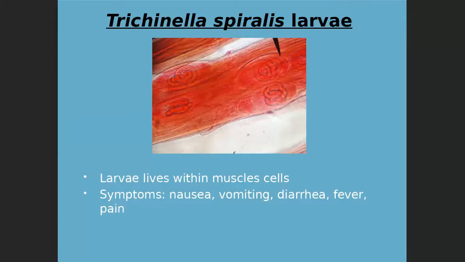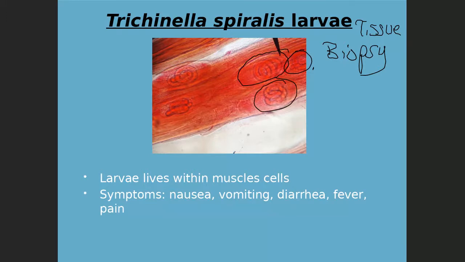All right, something that you may see presenting in patients, especially patients that show up with some muscle cramping and some malaise. If there's a biopsy of tissue, specifically muscle tissue, you may encounter in that patient something that looks like this, or here, or here. Notice how many there are here in this sample. These are the larvae of Trichinella spiralis.